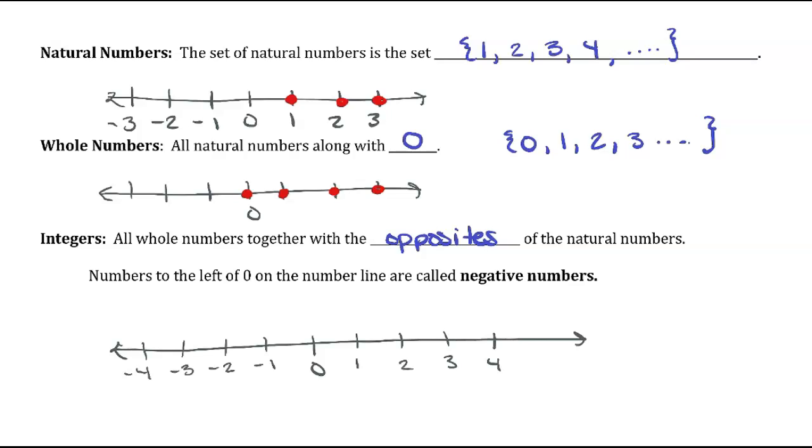So on a number line, our integers would be the natural numbers, 1, 2, 3, 4, and so on to the right, 0, and the opposites of our natural numbers. So the opposite of 1 would be -1, opposite of 2, -2, and so on to the left. So those are our integers on a number line.